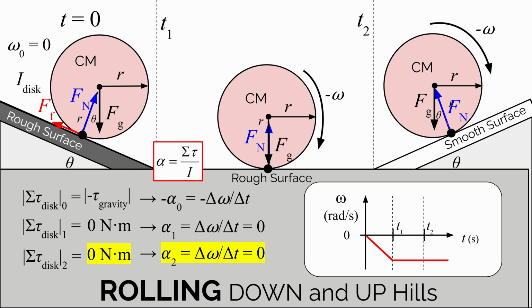Well, what does that mean? That means this disk is going to move up the incline. It's going to slow down translationally. The center of mass will decrease speed, but it will not change its angular velocity. It'll just keep spinning in the same clockwise direction at the same rotational speed.